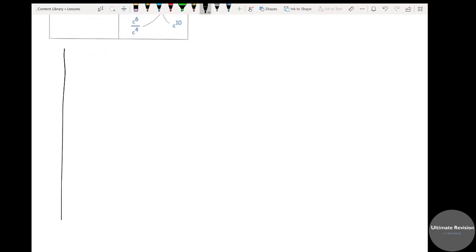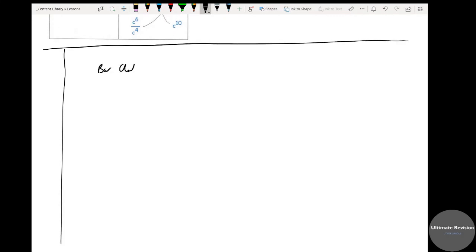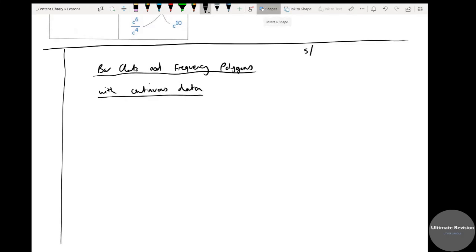Right, today we are continuing with data, and what we're going to do today is bar charts and frequency polygons with continuous data. Okay, bar charts and frequency polygons with continuous data, and I think the date today is the 5th, so put the date in there.